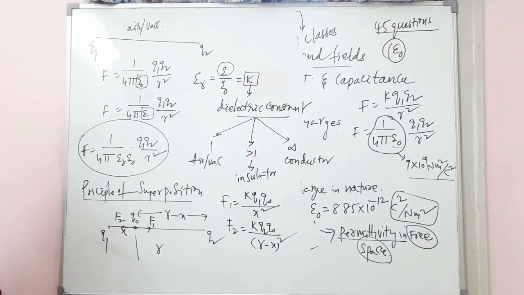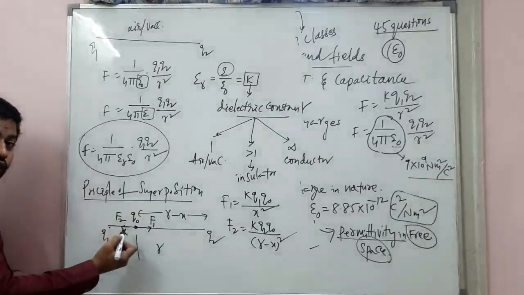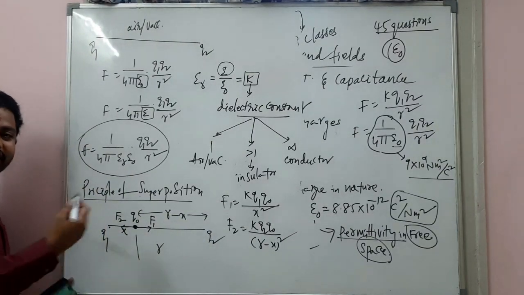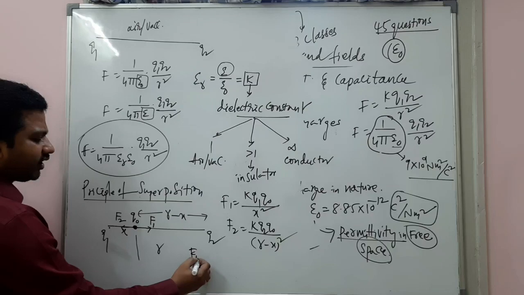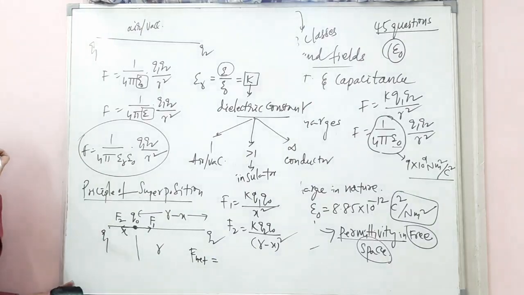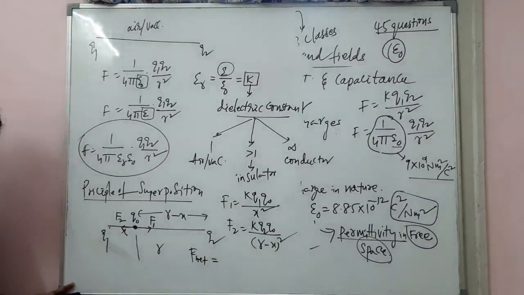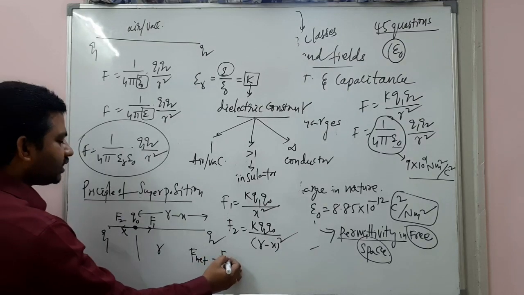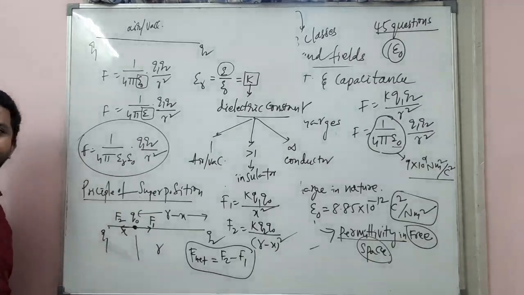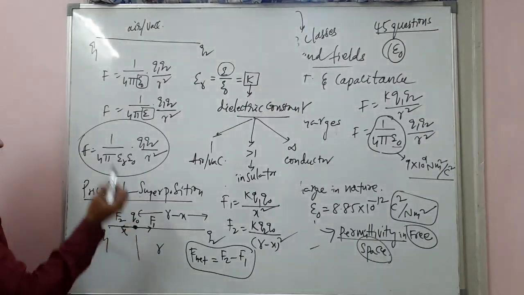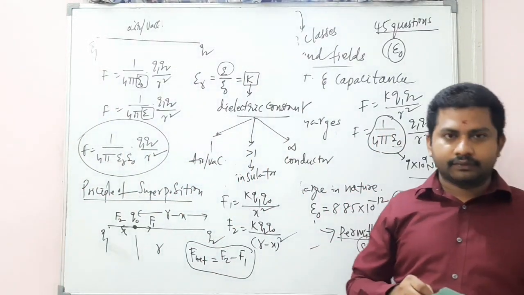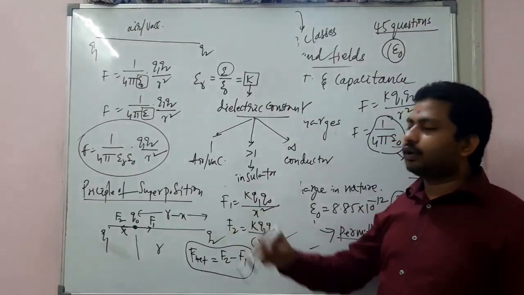Right? Clear? So here there are forces acting in two different directions at this point. What is the net force at this point? The net force at this point is the difference of these two. So definitely that will be F2 minus F1. So this is called the principle of superposition. Finding the net force due to all other charges at a particular point is possible due to the principle of superposition.